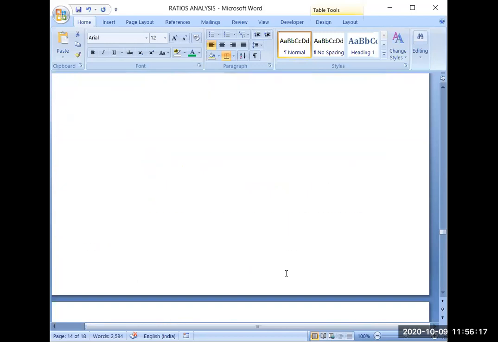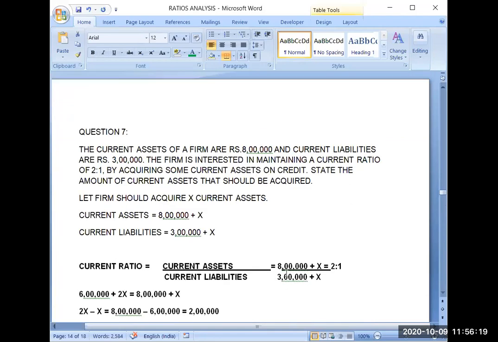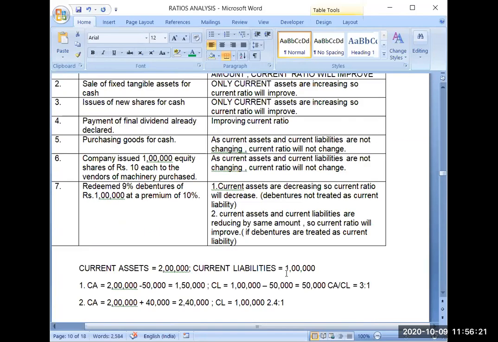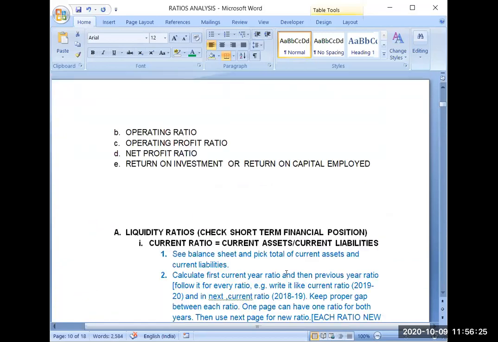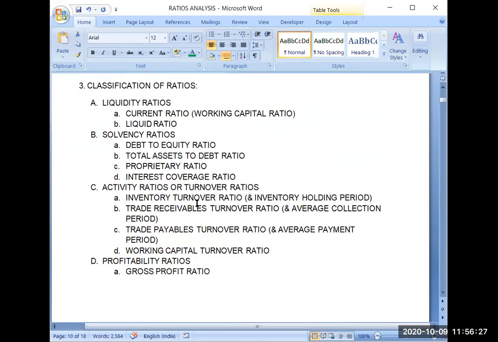Now coming to the next part, we have completed one portion of ratios, that is liquidity ratios. I will show you the bifurcation. This one, liquidity ratios, we have completed: current ratio and liquid ratio. Now the next part is solvency ratios. There are four types of solvency ratios. Why do we calculate the solvency ratios? For assessing the long-term financial position of the business.